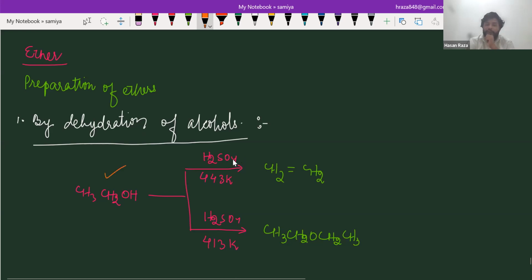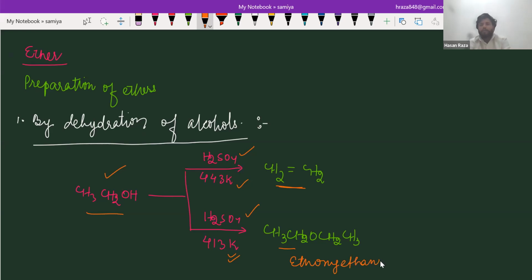If the same reactant reacts with the reagent H2SO4 at 443 Kelvin, you will get an alkene. And if you react the same reactant with the same reagent, but the condition is 413 Kelvin, then you will get an ether, that is basically ethoxyethane. So what is the mechanism behind it? The mechanism for this we have already studied, that there will be removal of water. Now, what is the mechanism behind the dehydration of alcohol and getting an ether? We will see about it.